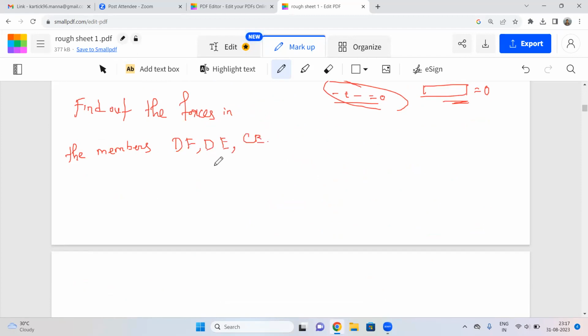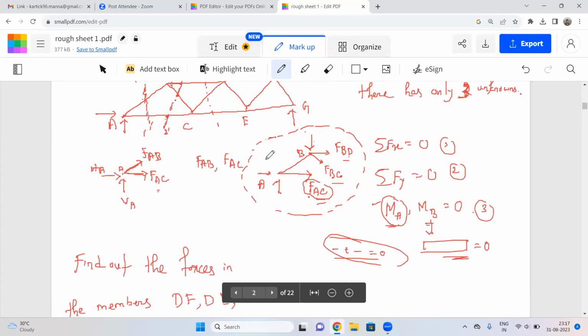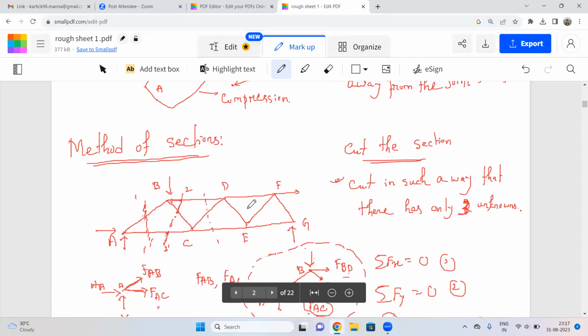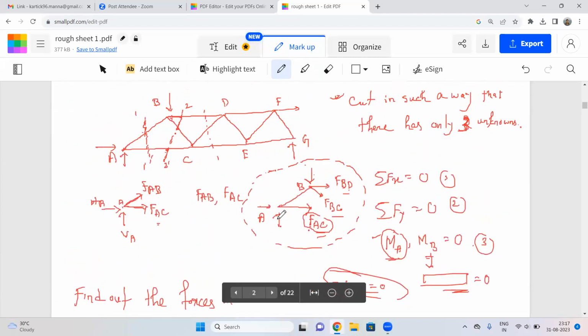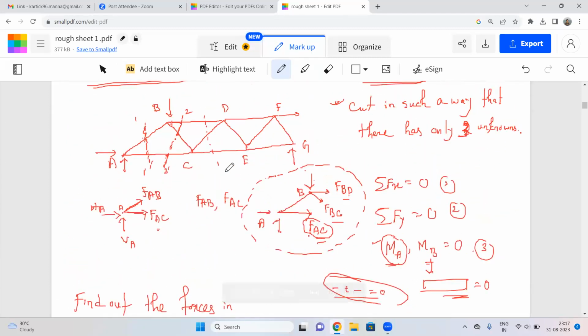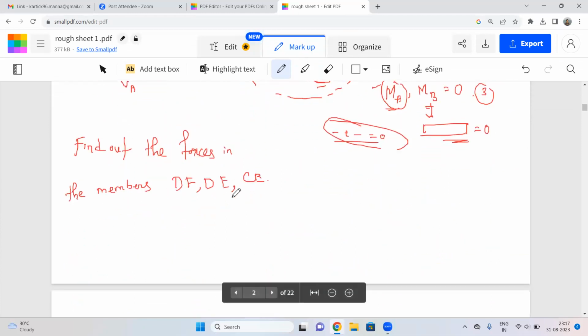Actually, we are going to solve for all the members, but in your question paper, it will not ask to find out the values at all the members. So there will be some members mentioned.